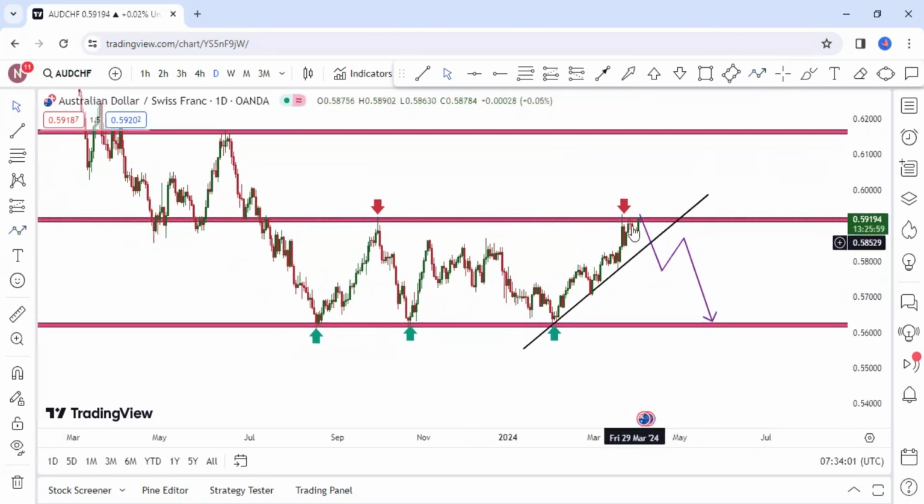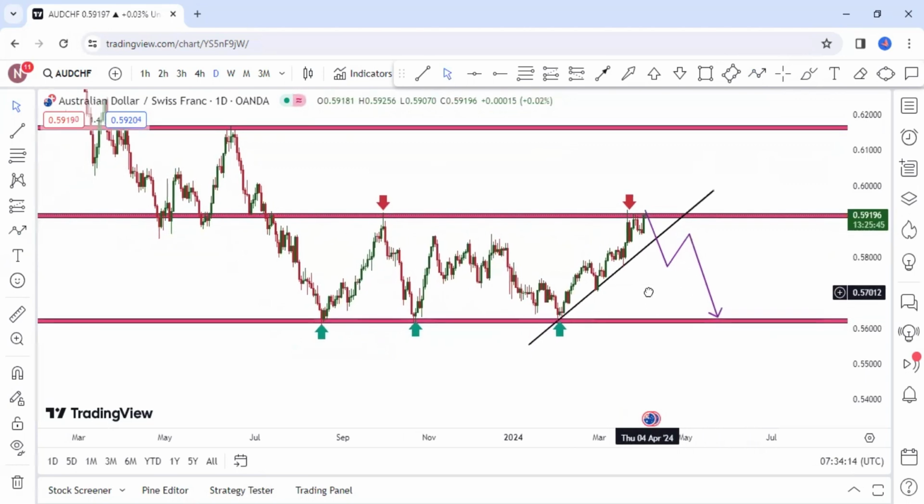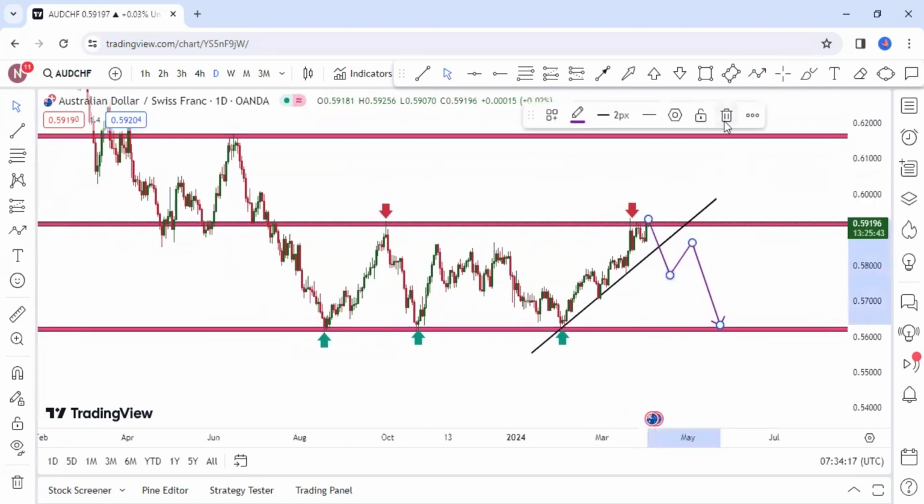So first of all, the market has to break this trend line. The market has to retest the 60 level. The market has to break my counter trend line. Then that's when I will take this trade to the downside. So that's the first confluence that I'm expecting.